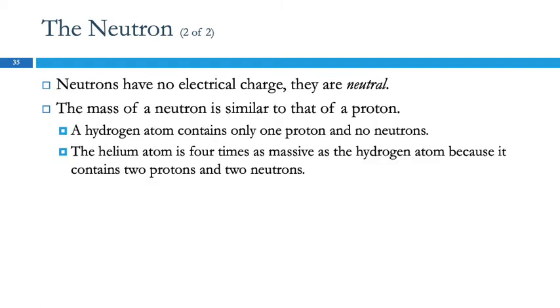So neutrons are neutral. They have no electrical charge. Neutrons are similar in mass to a proton. For our purposes, the difference is nothing to talk about. The reason the helium atom is 4 times heavier than the hydrogen atom is because it's got 2 protons and 2 neutrons. So it actually has 4 of these massive particles instead of 1, so it's 4 times as heavy.